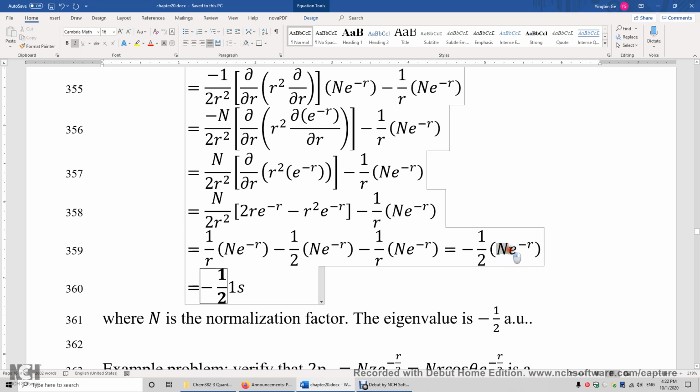You will get the same eigenvalue, which is negative 1/2. Okay, negative 1/2. And this is the eigenvalue. This is also the energy of the 1s electron. The 1s electron has negative 1/2 atomic unit of energy.